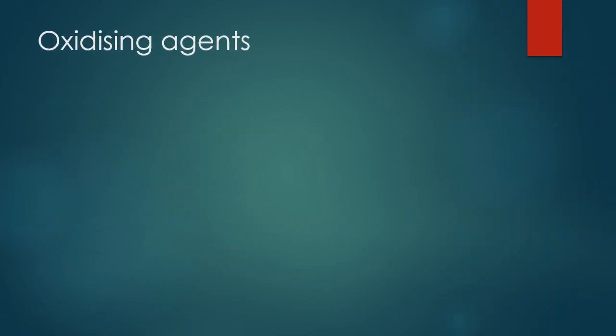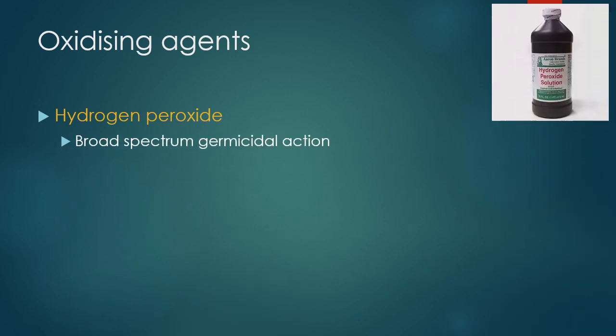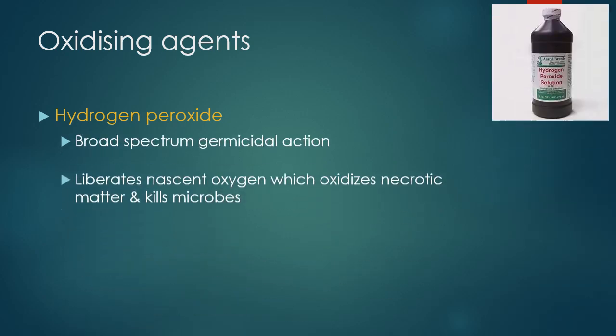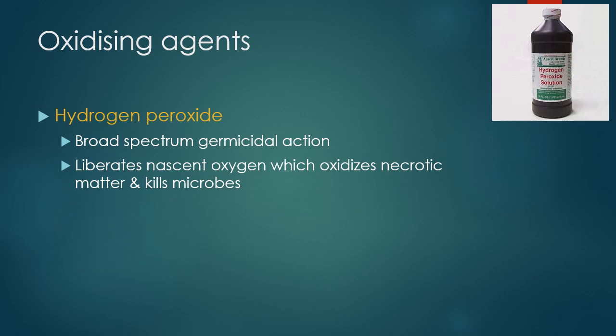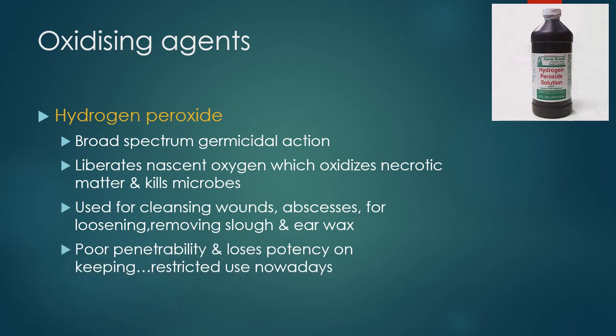In oxidizing agent, the first agent is hydrogen peroxide. It is a powerful broad spectrum germicidal agent. It liberates nascent oxygen which oxidizes necrotic matter and kills microbes. So it is used to cleanse wounds, abscesses, as well as for loosening and removing slough and earwax. Because of poor penetrability as well as potency loss on keeping, its use has been restricted nowadays.